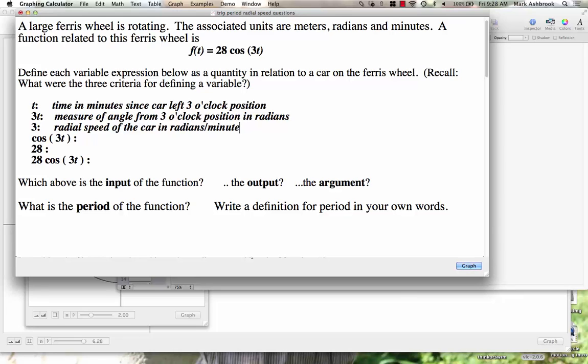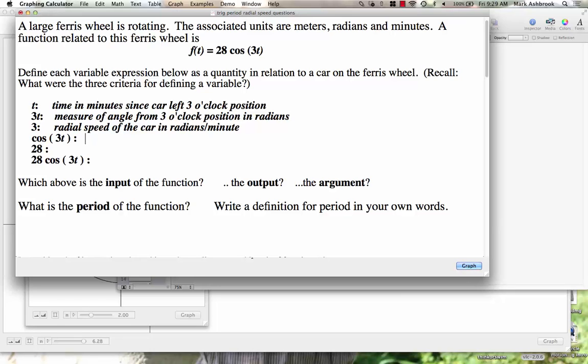Cosine. What is cosine? What's the output of cosine? That's what we've been working on. It's always the same thing. What's the output of cosine? Not sure. Chad? Vertical distance above the horizontal diameter. What do we think? Is this vertical distance above the horizontal diameter?